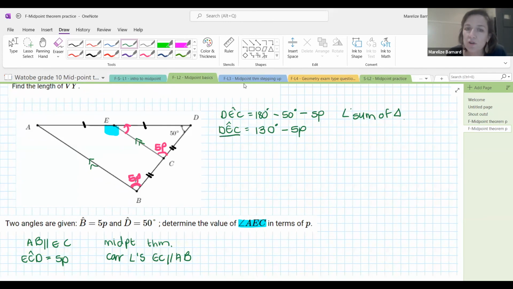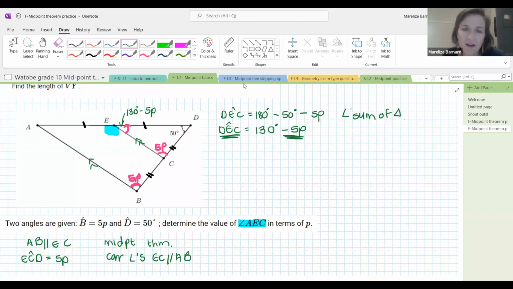Okay, but look here, we've got angle DEC here. Where did angle DEC go when you took minus 5p to the other side? We are saying that DEC, this angle here, is 130 minus 5p. So be careful. You took the DEC and I'm not sure where it went. Hannah, you have your hand up. Hannah, you can unmute.